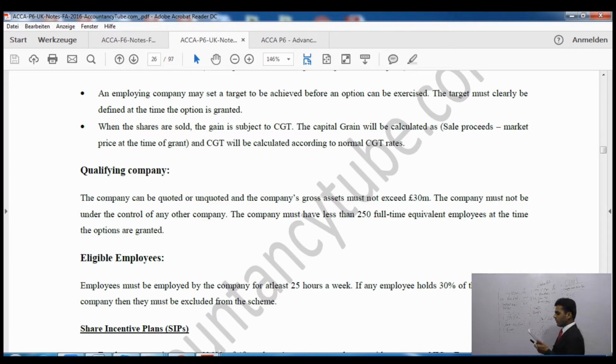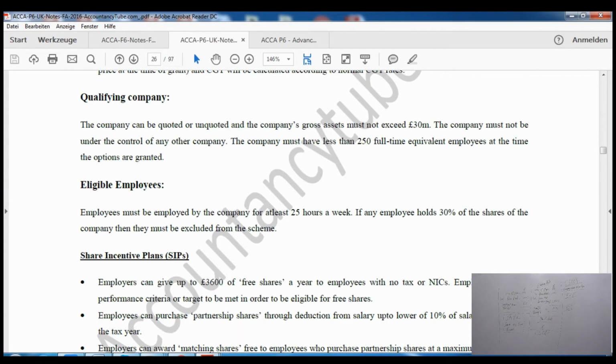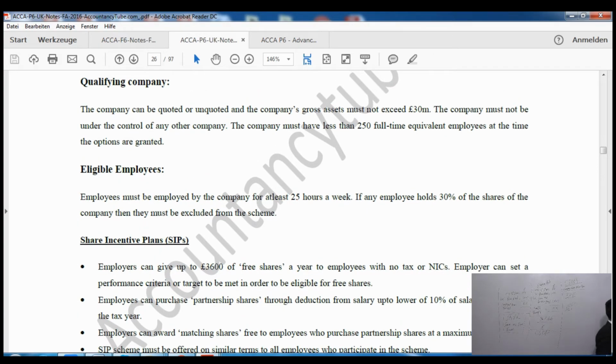And CGT will be calculated according to the normal CGT rates. Now what is a qualifying company for this one? The qualifying company for this one could be a quoted or unquoted company, and its gross assets must be less than 30 million pounds. The company must not be under the control of any other company. It cannot be a subsidiary of another company. The company must have less than 250 full-time equivalent employees. So 250 equivalent employees means that if there are part-time employees, then it should be 500 part-time employees.